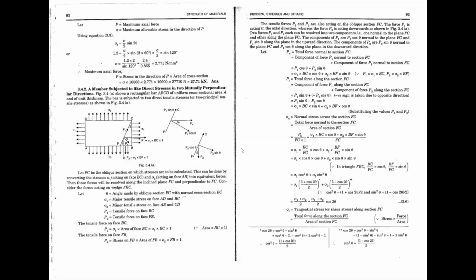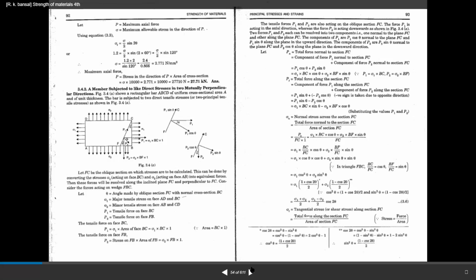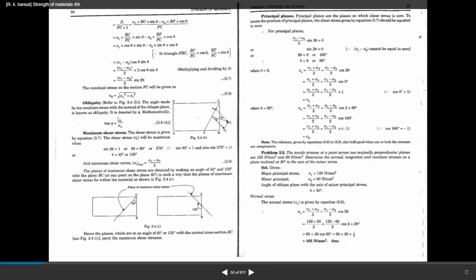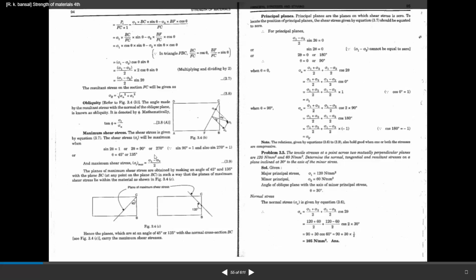To derive, finally calculate sigma n and sigma t, the normal stress and the tangential stress. And finally, the resultant stress on this section, sigma r equal to root of sigma n square plus sigma t square. On the principal planes, sigma 1 minus sigma 2 cannot be equal to 0. For the principal plane, sigma 1 minus sigma 2 by 2 sine 2 theta equal to 0.